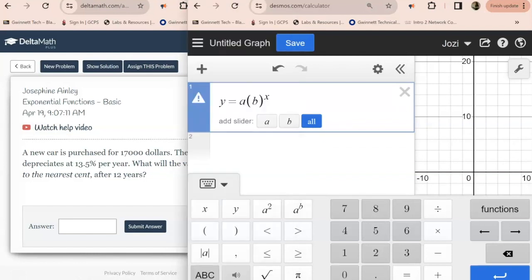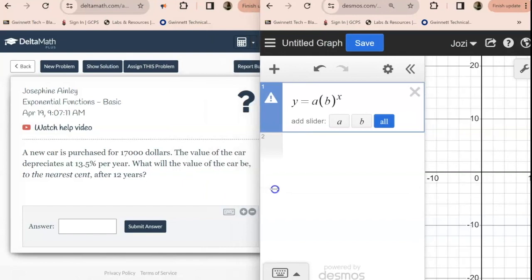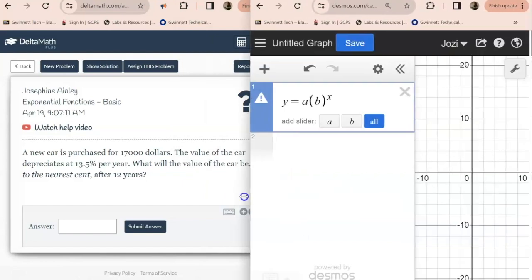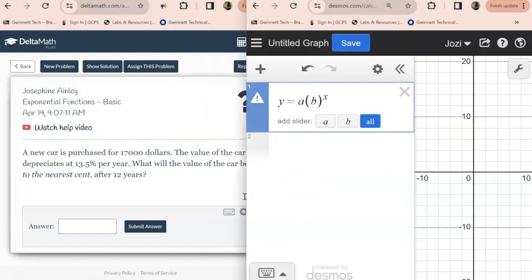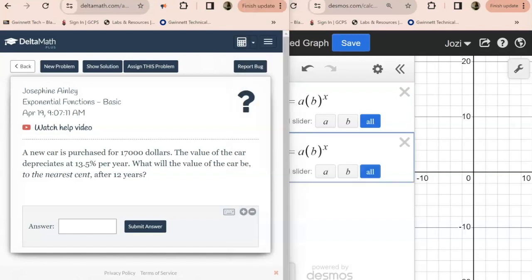Now, the thing about exponential functions is you do have to remember the conversion. So you have to know what each thing means. A is initial, B is your growth or decay. If it's growth, it's 1 plus after you make the percent into a decimal. And if it's decay, it's 1 minus after you make the percent into a decimal, and X is equal to time.